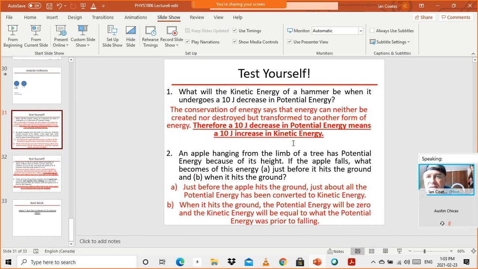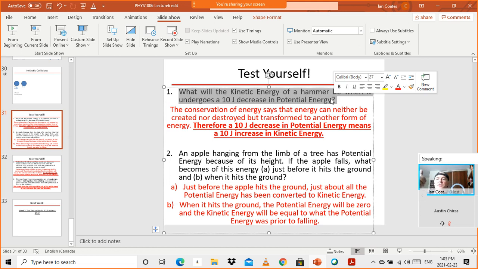Test yourself. What will the kinetic energy of a hammer be when it undergoes a 10 joule decrease in potential energy? The conservation of energy says that energy can neither be created nor destroyed, but only transformed. So a 10 joule decrease in potential energy means a 10 joule increase in kinetic energy. Remember, potential and kinetic work like this. If this one goes down 10 joules, the other one has got to go up. And it works the same like this. Write that down somewhere. That's easy marks, but easy to forget or make a mistake on. So potential energy and kinetic energy work opposites. If you increase 10 joules on one side, you got to decrease it on the other.